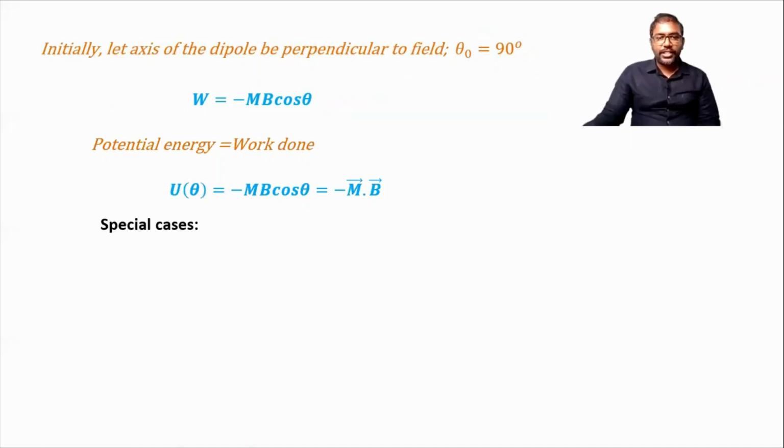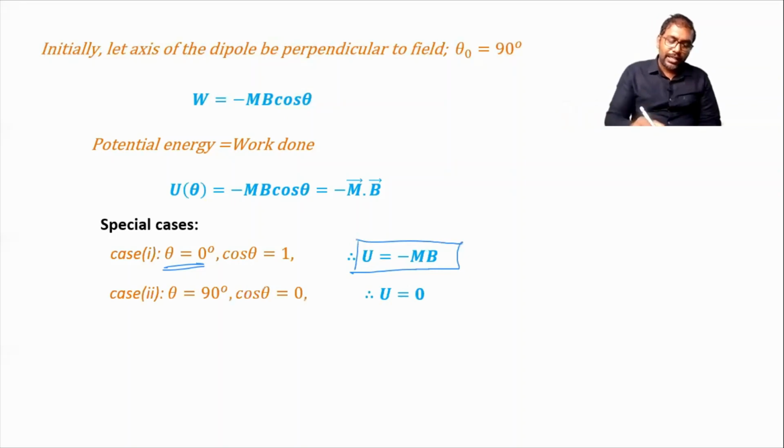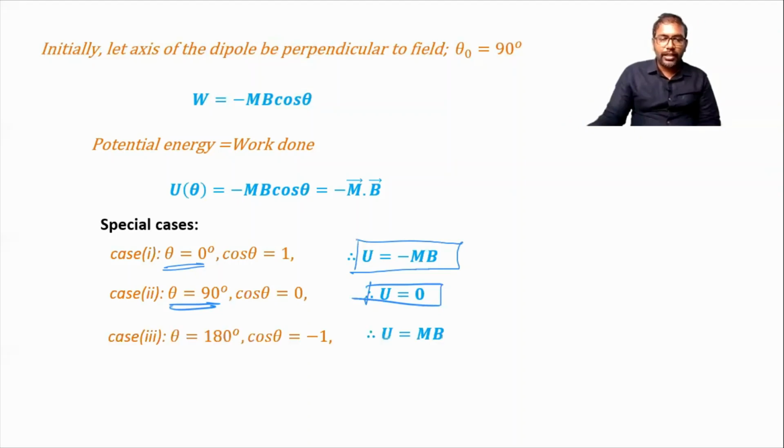Now let me learn the special cases. Case number 1: theta is equal to 0 degree. If theta is equal to 0 degree, then you know that cos 0 is 1, so potential energy is minus mb. Second case, theta is 90, then cos 90 is 0, then potential energy is 0. And the third case, theta is 180 degree, then cos 180 is minus 1. So minus minus plus, so potential energy is plus mb. So these are some special cases of the potential energy.